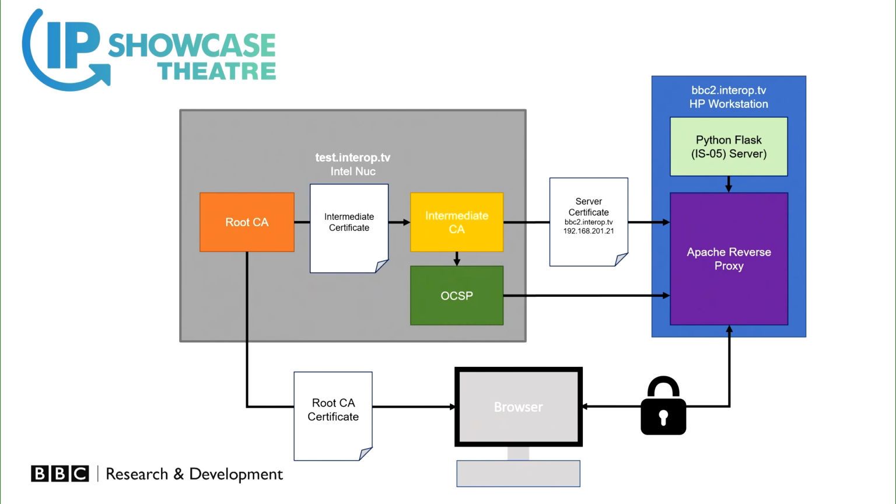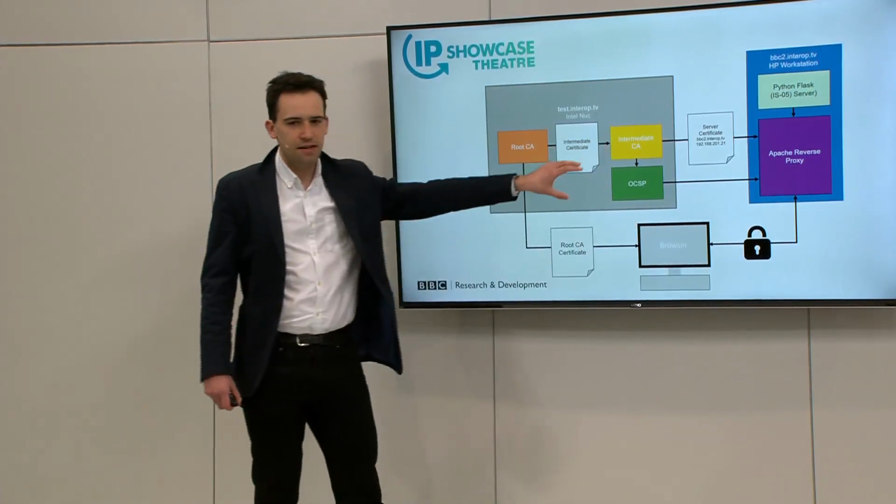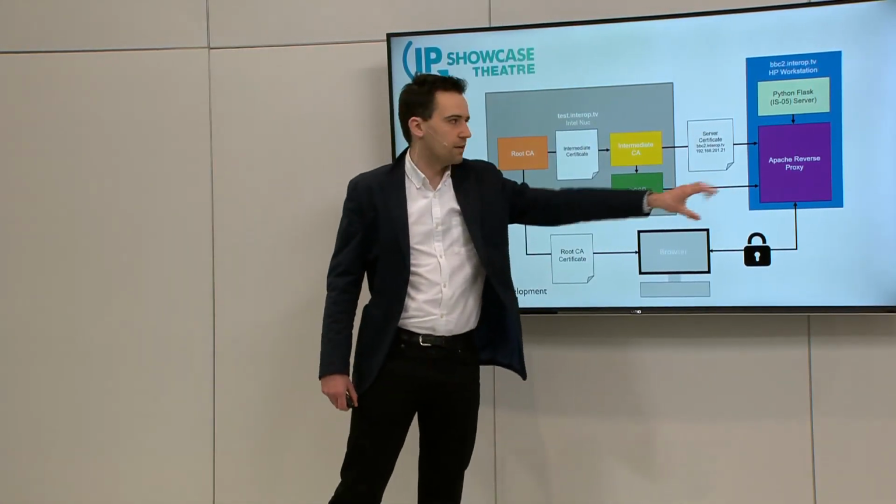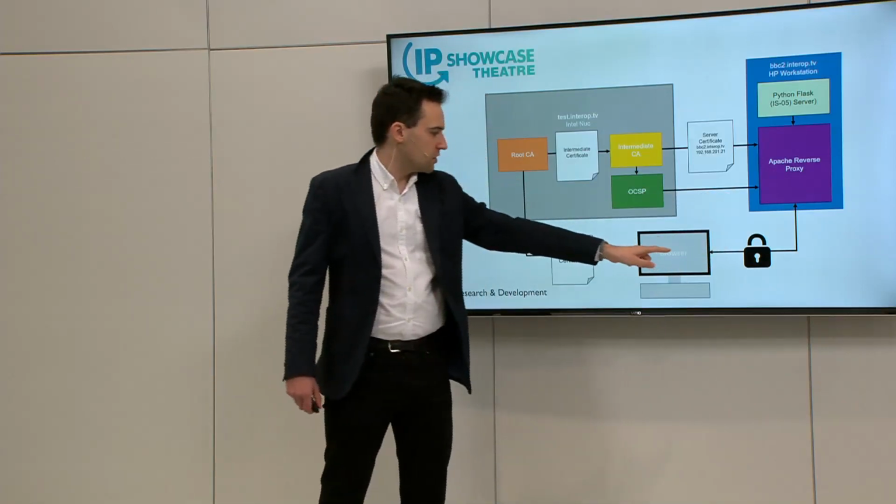We also have what's called an OCSP server. That's used to allow for certificate revocation checks. And we attach the result of that check to the certificate when it's provided by the server. And again, that's signed by the CA, so the server can't fake the result of that check. We have a Python Flask instance that's serving our IS-05, proxied through an Apache server that's dealing with the TLS termination for us, so we don't need to worry about it in our actual IS-05 implementation. That then makes the connection to our client.